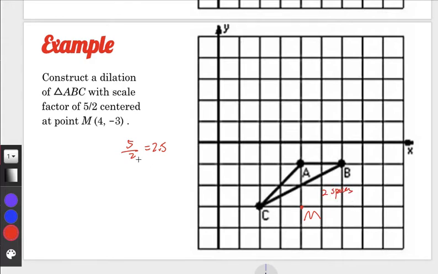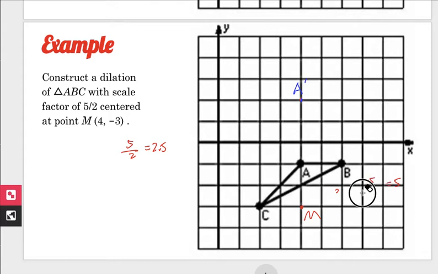Since the scale factor is 2.5, how about we just times 5 over 2, or times 2.5, which is the same thing. And then, oh, this is 5 spaces. So from M, I'm going to count 1, 2, 3, 4, 5. This time I'm going to use blue so it's easy to tell the difference. So this is going to be A prime. So as you can see for M, I'm going to clean this part. We always do the calculation on the side.